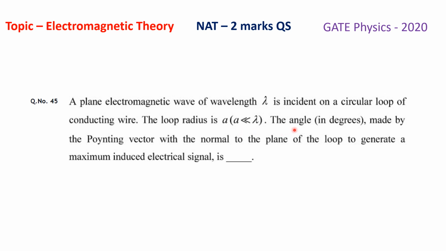The angle in degrees made by the Poynting vector with the normal to the plane of the loop to generate a maximum induced electrical signal is. So we have to find the angle made by the Poynting vector with the normal of the plane of the loop to generate a maximum induced EMF. Let us see how to solve this problem.